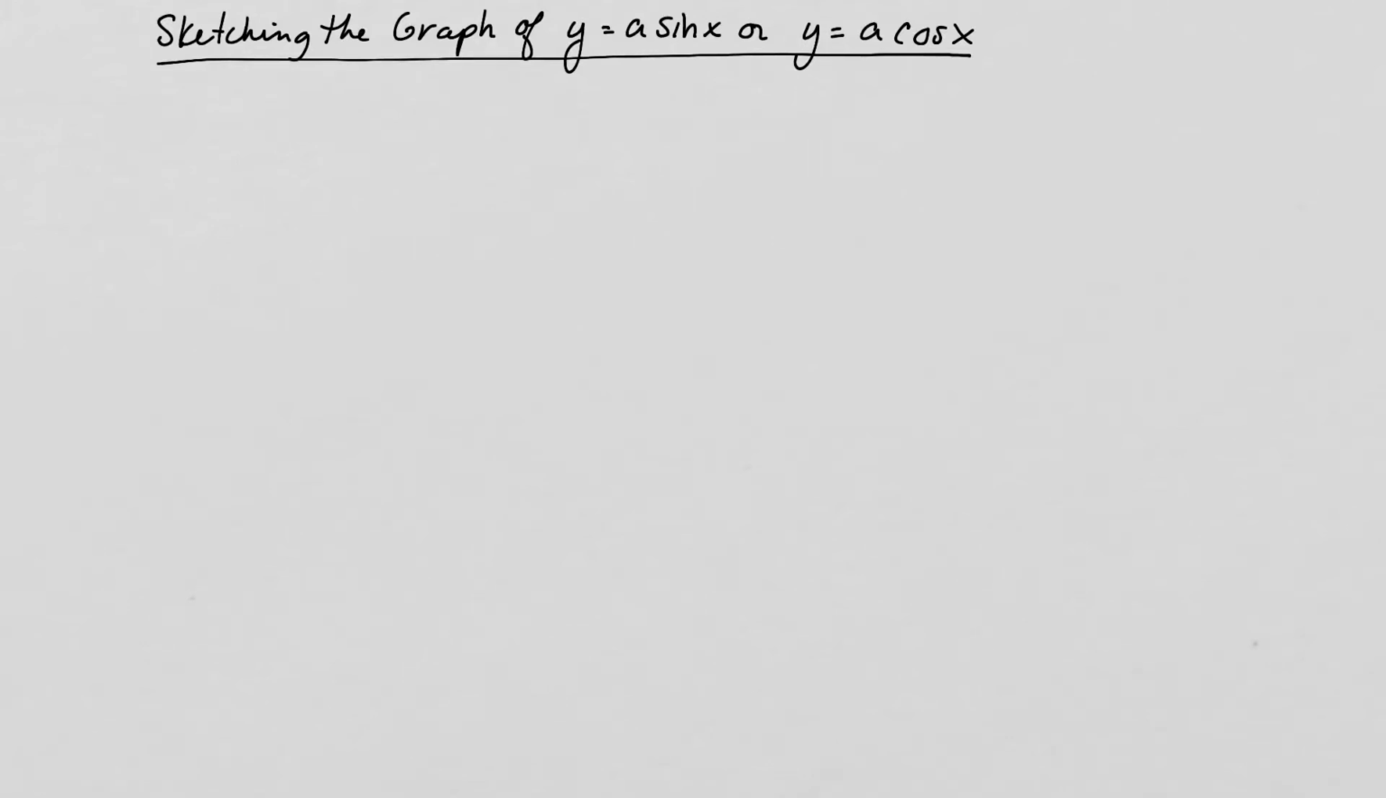This video begins a series of videos on transformations of graphs and sketching graphs. The first one that we're going to look at is what happens when we place a number in front of a sine or a cosine. Before we can do that, we want to talk about the generic sine and cosine graph.